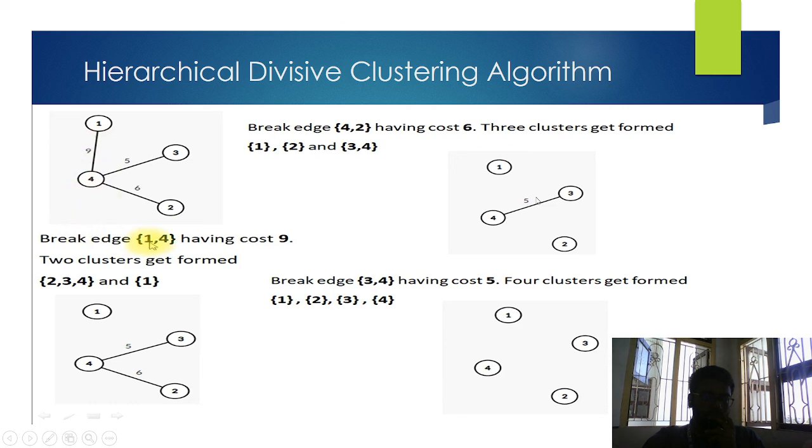And then we have got three clusters: 1, 4 and 3, and 2. So these are the three clusters. After that, whatever remains is 5, so we break down the edge 3 comma 4 having cost 5. The four clusters are formed now: 1, 4, 2, 3. These are the final four clusters. We can stop the process now because we have no edges left to break.